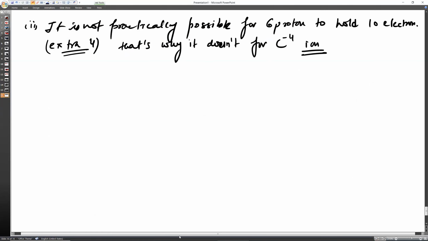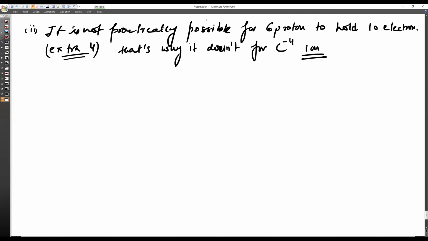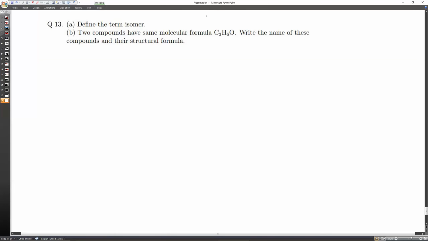Next question. Here, if I took the next question, question number 13. What is being asked here is to define the term isomers.